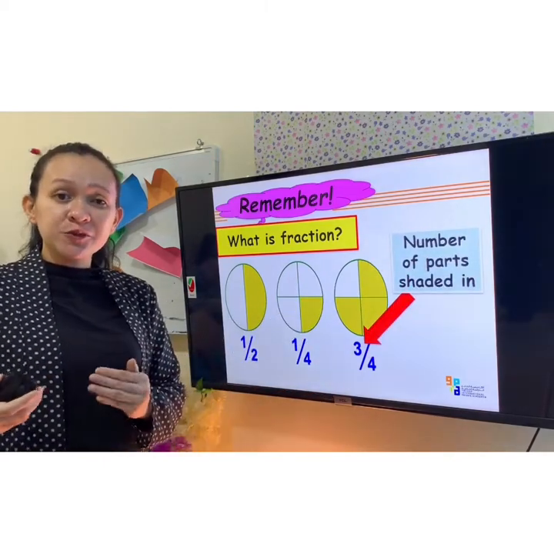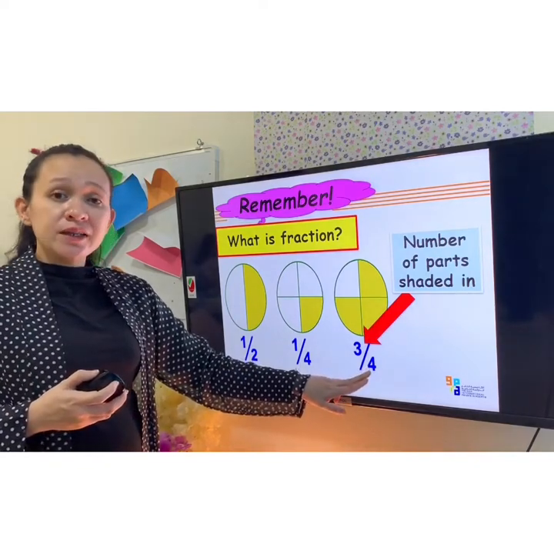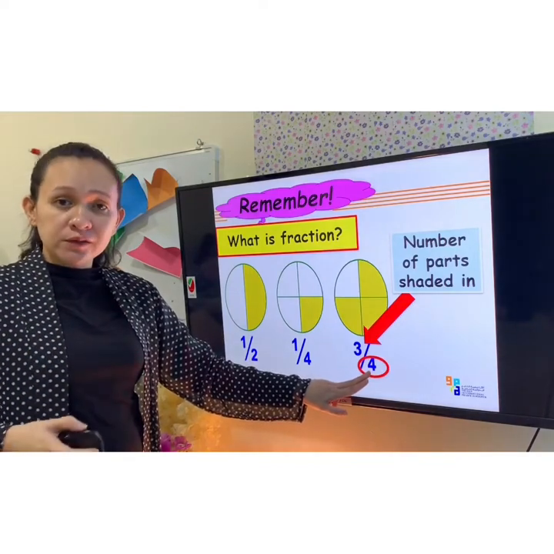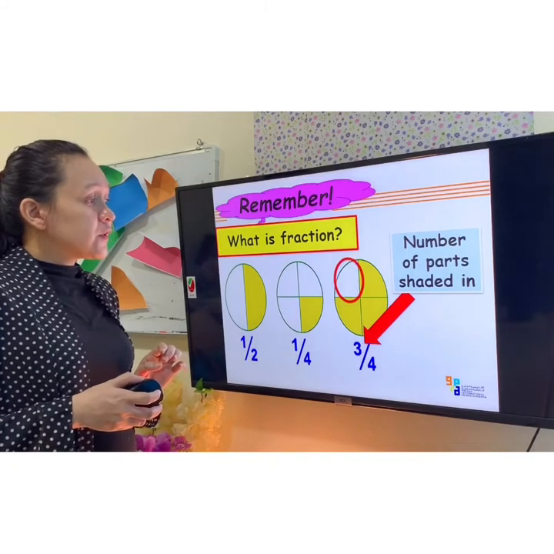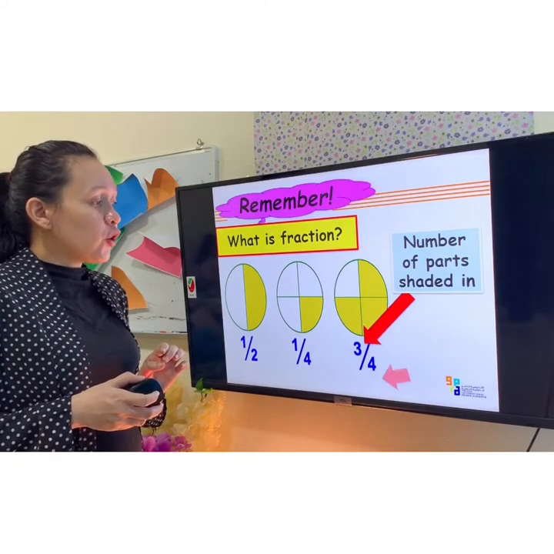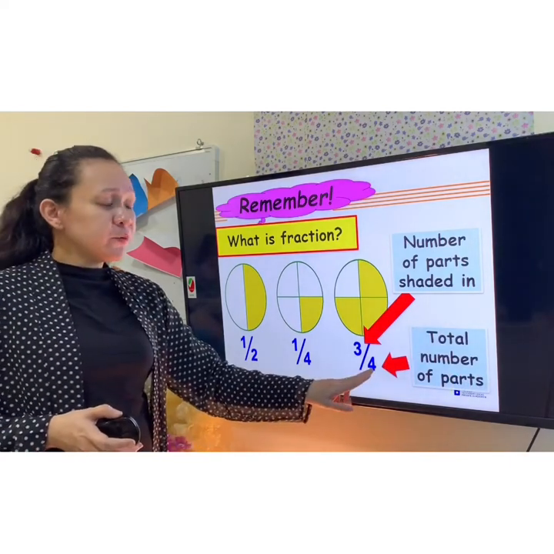Now let's move to the denominator, the bottom number. When you say denominator, it is the total number of parts. Now we are going to check this figure. 1, 2, 3, and 4. So there are 4 total parts. So that's why we put here 4.